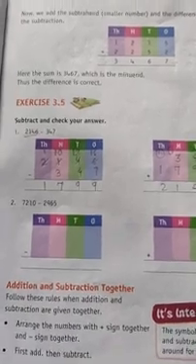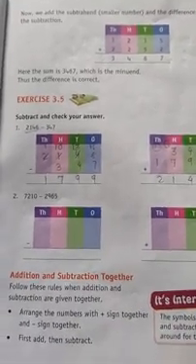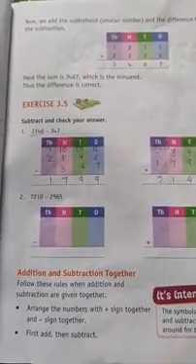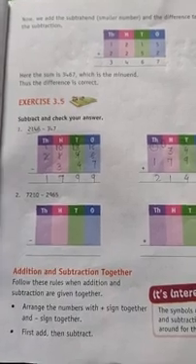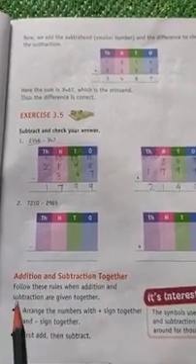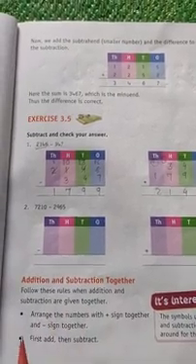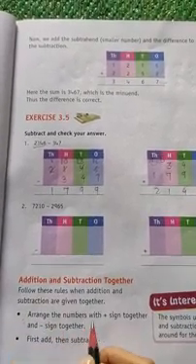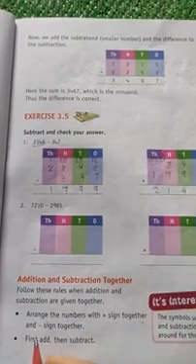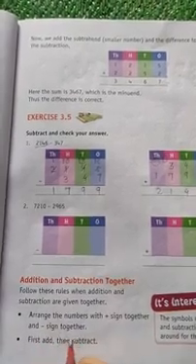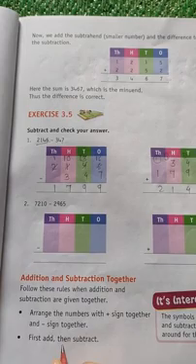Hello children. After checking the subtraction method, we will move to our next point, that is addition and subtraction together. Let's read. Follow these rules when addition and subtraction are given together. So the first rule is: arrange the numbers with plus sign together and minus sign together. Then first add, then subtract.